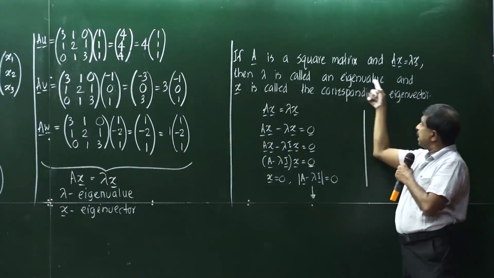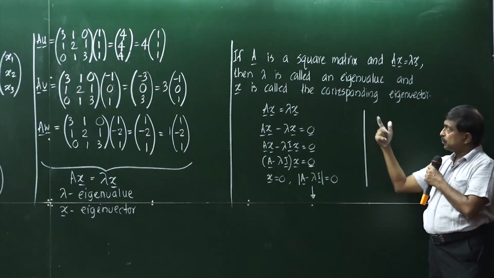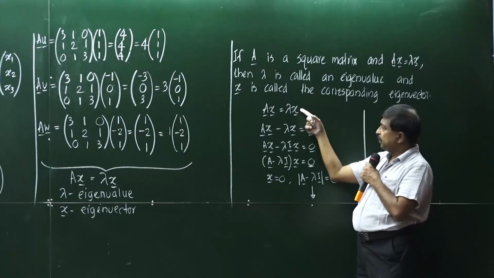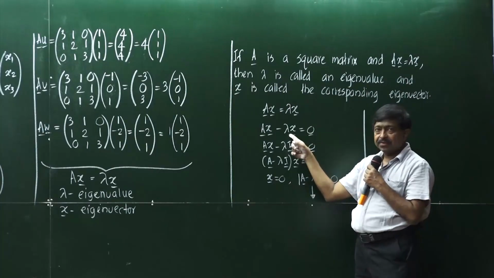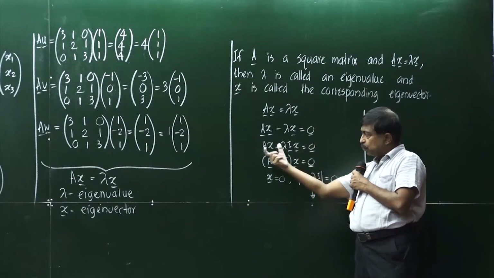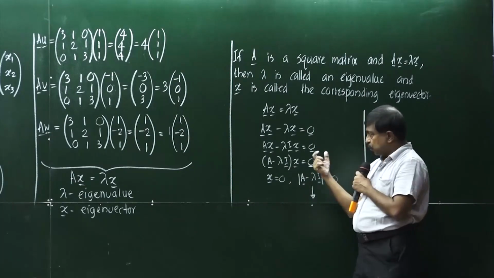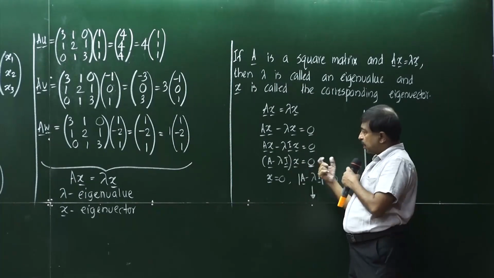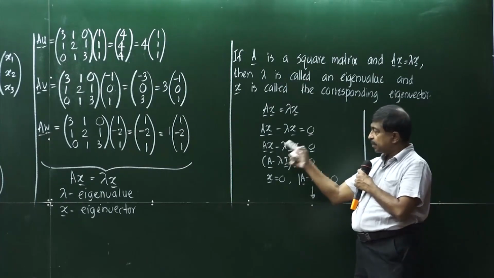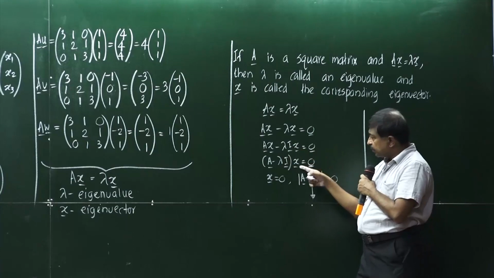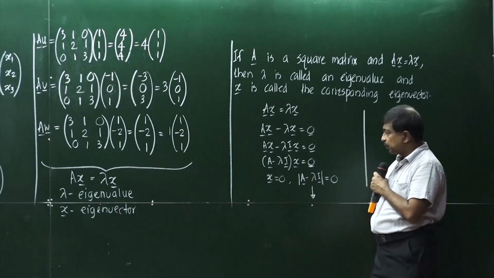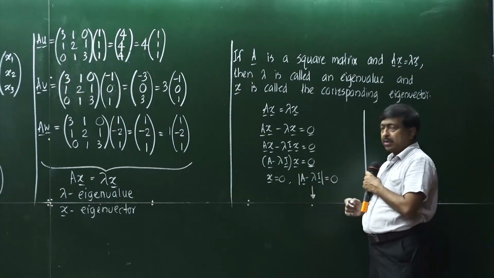Then lambda is called an eigenvalue, where x is called the corresponding eigenvector. How do you find them? You bring this down to the left hand side and multiply it by I to make them conform, to introduce the conformity between this addition or subtraction. Then you can pull out x. The identity matrix I should be the same size as A. Now you have this one.